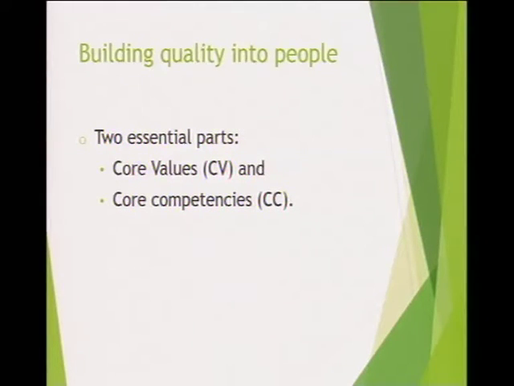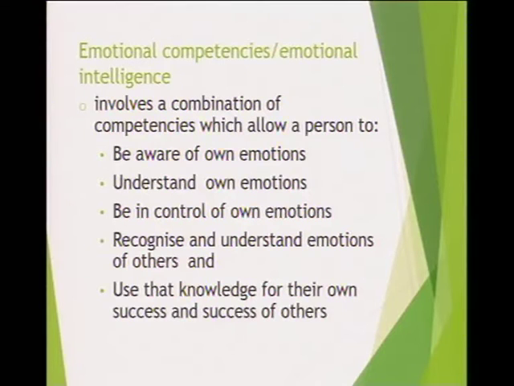Now, building quality into people is also key when it comes to organizational behavior. There are 2 essential parts. There is what you call the core values, CVs, and the core competencies, CC. There are a number of factors that we need to look at when we are looking at organizational behavior. We have looked at core values, core competencies. There is also what you call emotional competencies or emotional intelligence. Emotional intelligence, we need to look at the history of emotional intelligence.